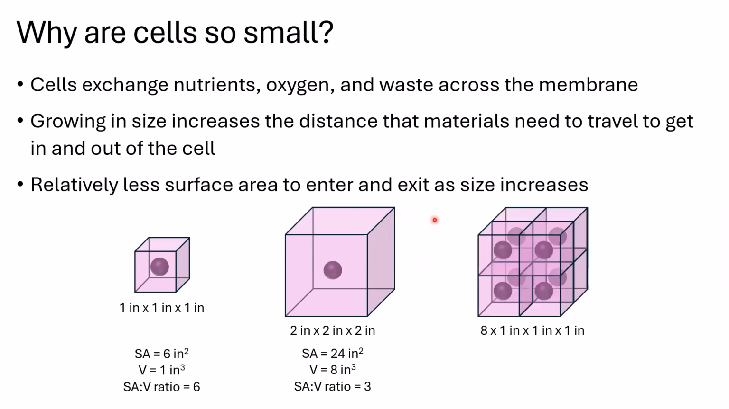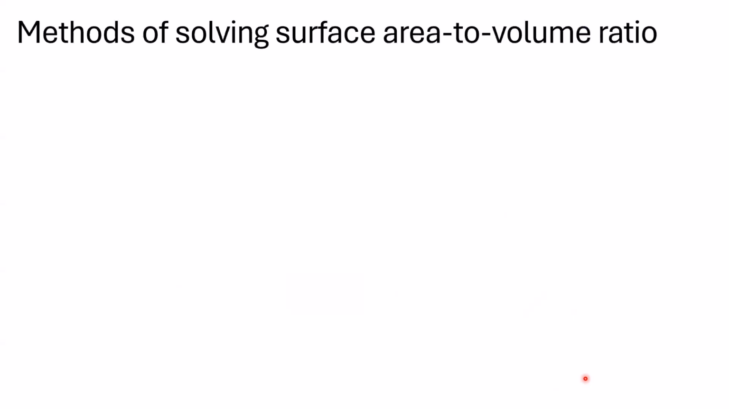Now let's look at the 2-inch cube that's made of multiple 1-inch cubes. There are 8 1-inch cubes here, for a total surface area of 48 square inches, and a total volume of 8 cubic inches. Now it has the 2-inch cube's volume, but the surface area to volume ratio of the 1-inch cube. This allows for more efficient exchange while maintaining a larger size, and is why large organisms tend to be multicellular. Some cells have developed different strategies to overcome the surface area to volume ratio problem.